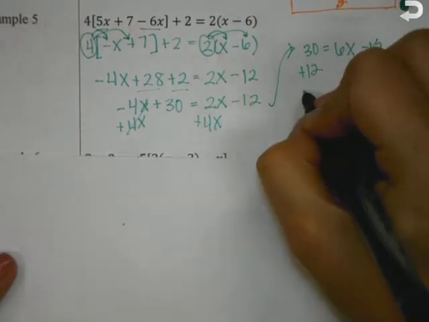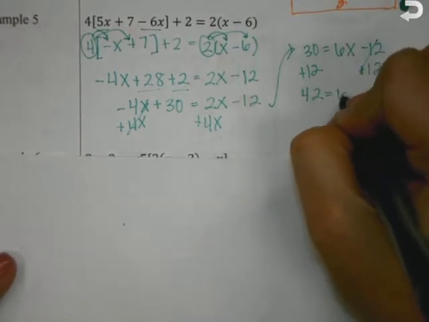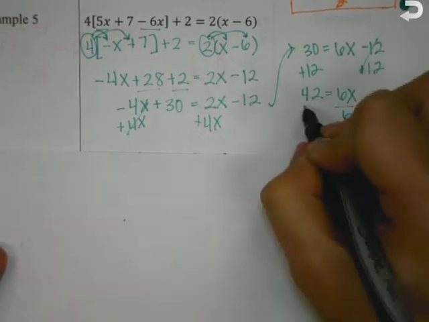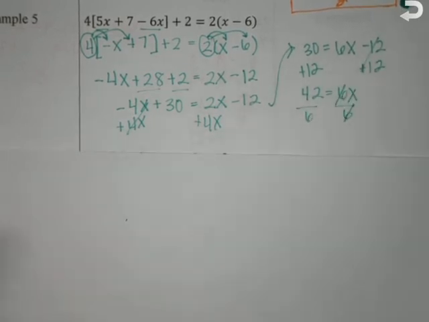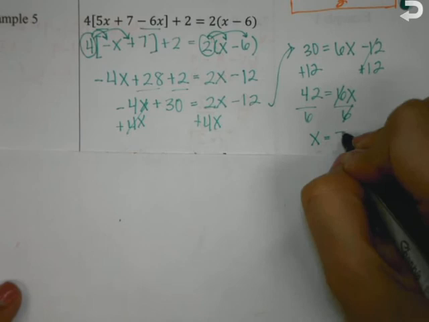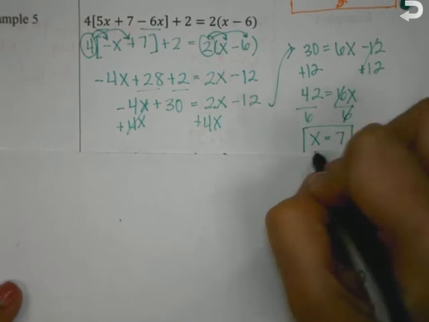Divide by 6. Everybody, what's 6 divided by 6? 1. One. We thought we were doing the other side. We got it. I checked them. You need to listen to my question. So x equals 7.